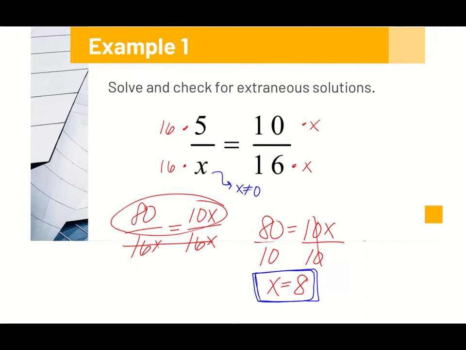So we kind of went through and saw why cross multiplication works. So now, moving forward, if you have a fraction equal to a fraction like this, you can just go ahead and do cross multiplication.